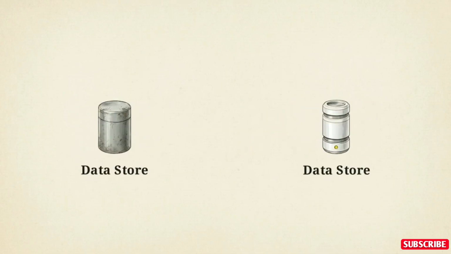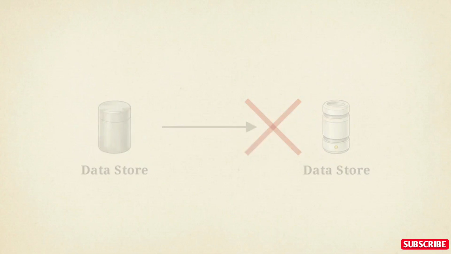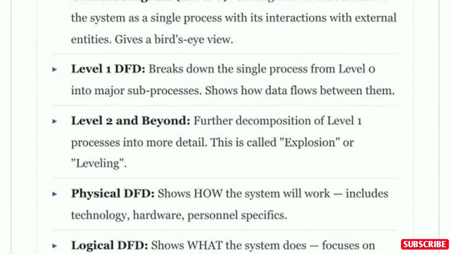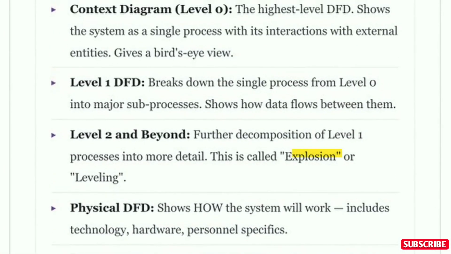Furthermore, a data flow cannot connect 2 external entities directly, nor can it pass directly between 2 data stores without a process in the middle. This level 0 context diagram treats the system as a single process interacting with external entities. To view internal mechanics, analysts use explosion. Cracking open that level 0 process generates a level 1 DFD, mapping the intricate data flows between subprocesses.